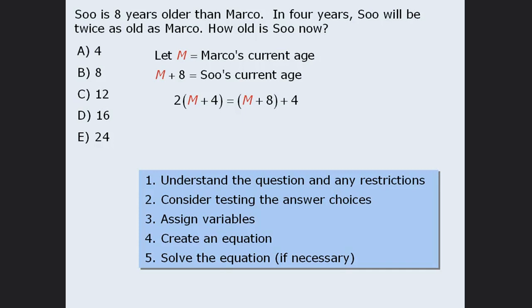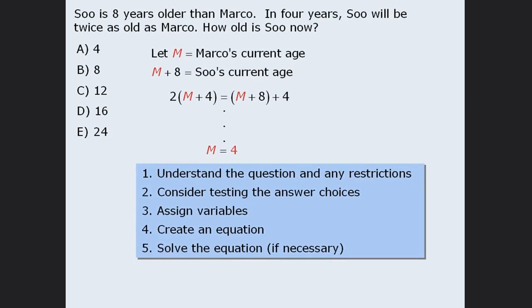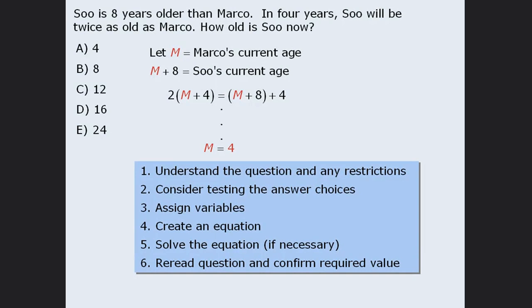Now, once we solve the equation, it's important that we do not instantly begin looking for the value among the answer choices and then select it. Before selecting any answer choices, we should first reread the question and confirm that we have found the required value.